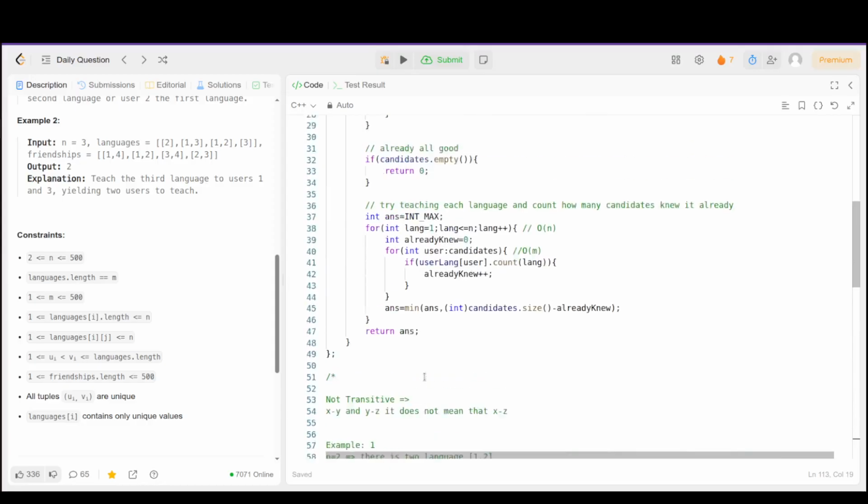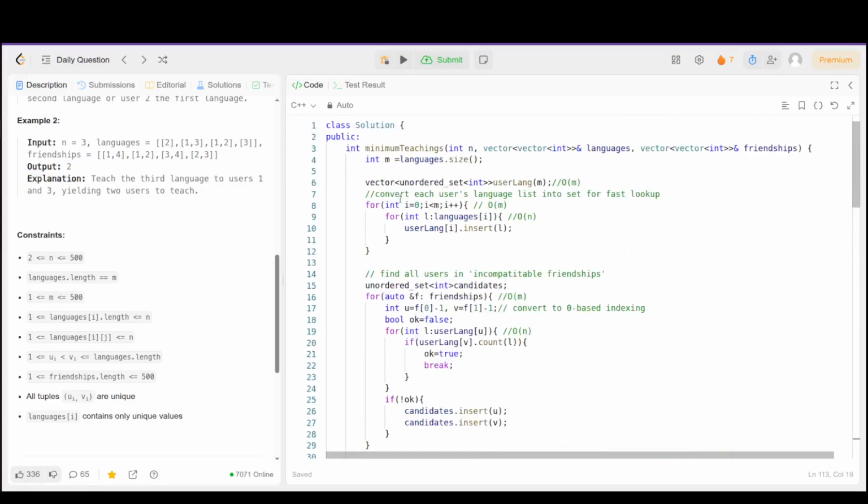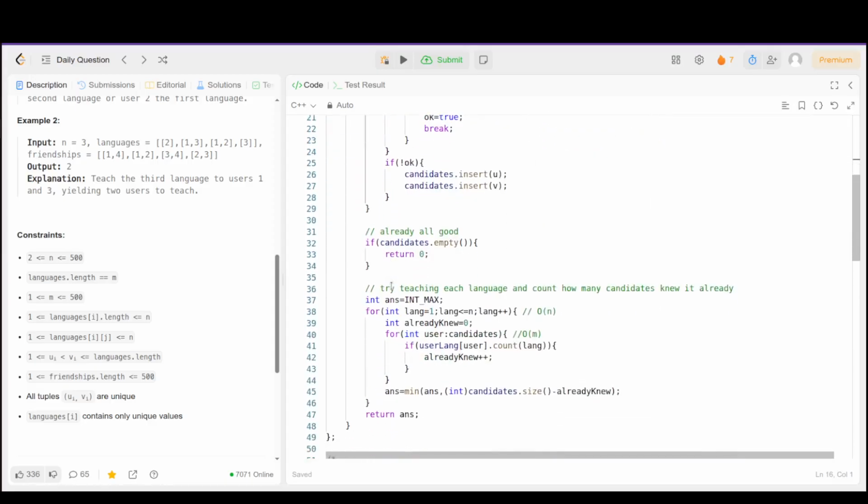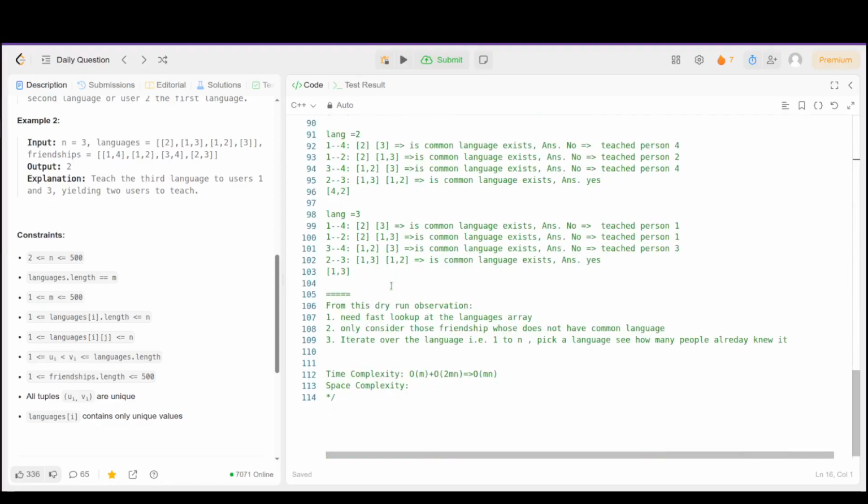Now let's see what the space complexity is. We are taking space of big O of m here, but in the unordered set, a particular user may know all the languages, so all languages means n. So this user lang takes big O of m into n space complexity. Candidates takes big O of n space complexity. So in that scenario it takes big O of mn in space complexity.